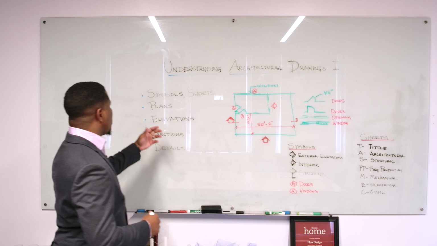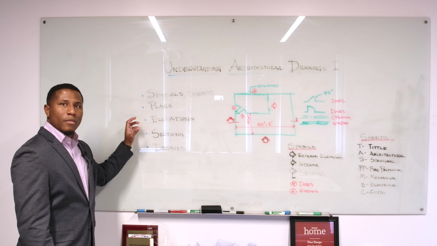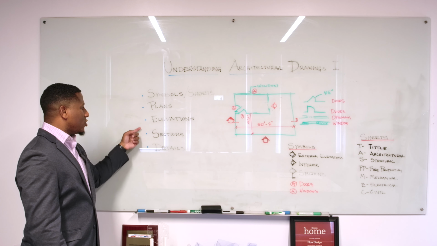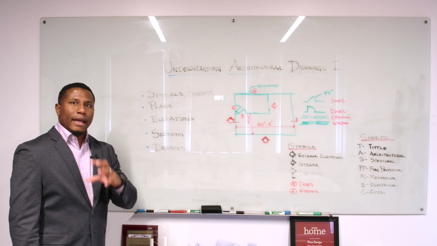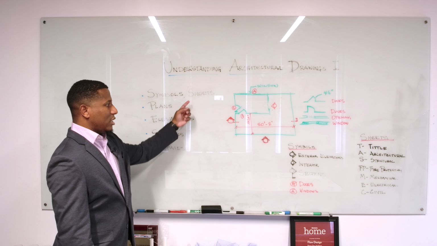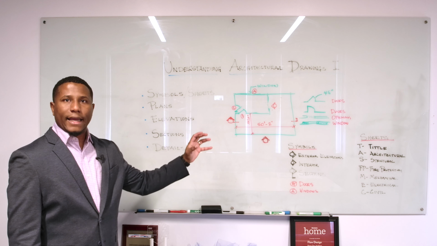In the previous video, we broke down the sections into topics: symbols and sheets, plans, elevations, sections, and details. In this particular video, we're going to focus on symbols and sheets. And when we go into the topics, we're going to go back and see how they relate.